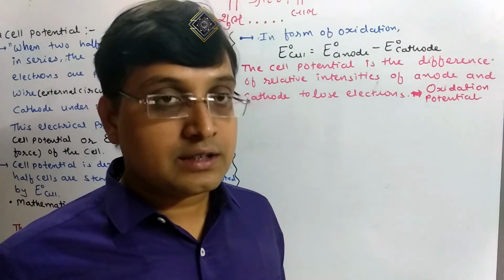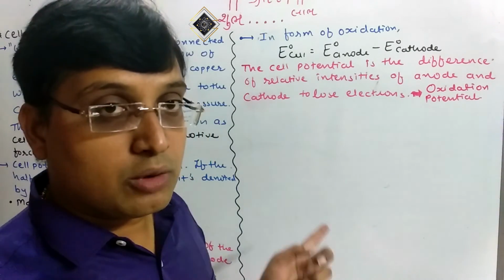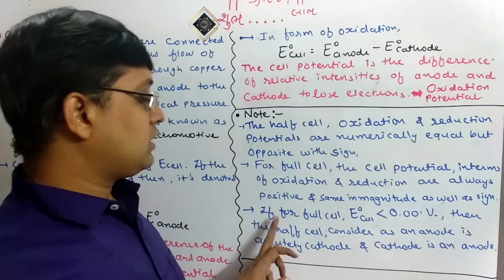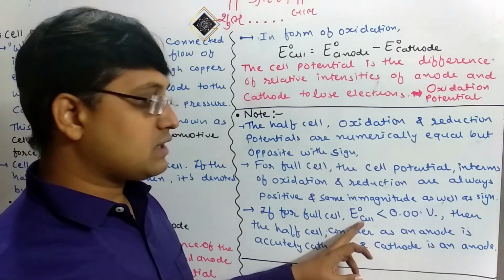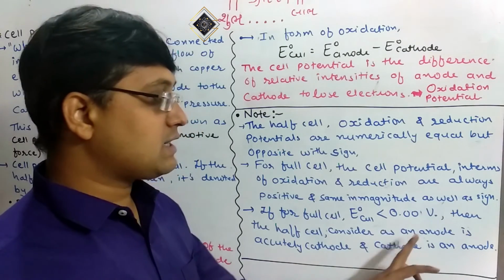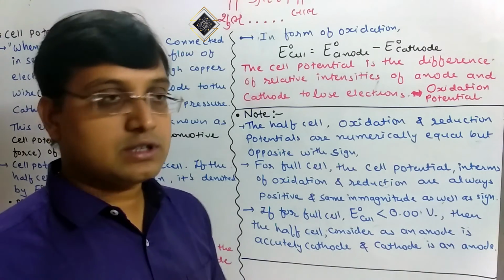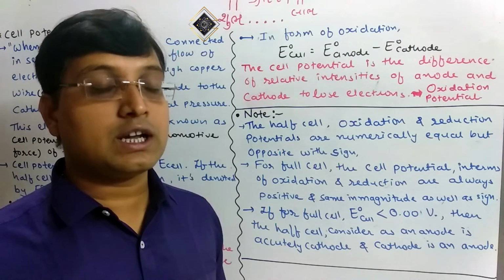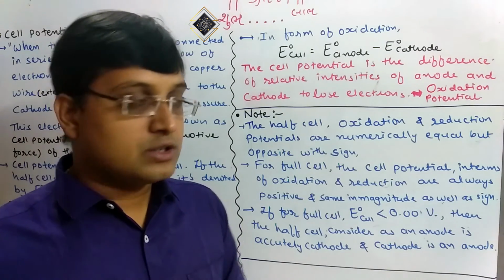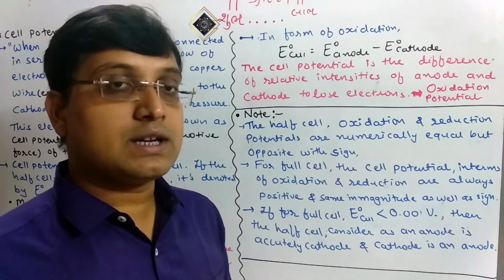Okay, how can I say this? Just give attention. Once again, note down this thing. I am putting it on the board, note it down. The third important note is, if for the whole cell E0 cell is less than 0 volt, that means negative, then the half cell considered as anode is actually cathode, and the cathode is an anode. That means the terminals we are considering, anode and cathode, are actually opposite. Anode is cathode and cathode is anode. Okay, so note down these three important points for numericals as well as for MCQs. These points are very important.